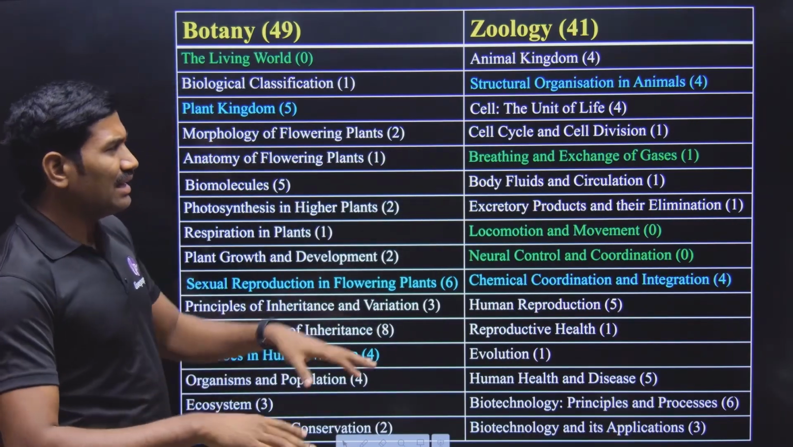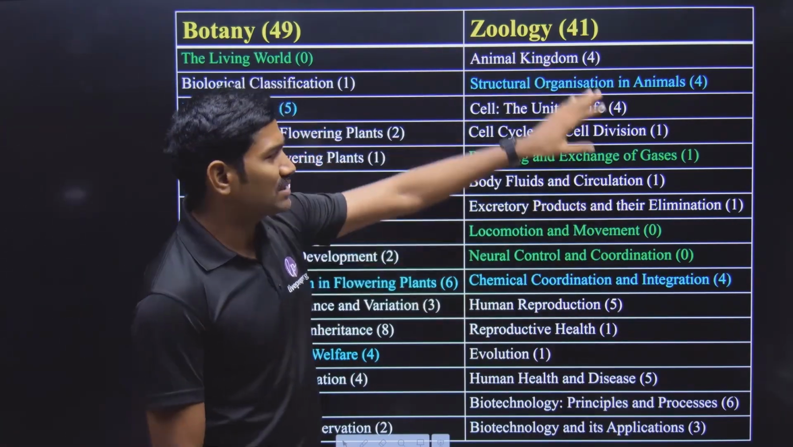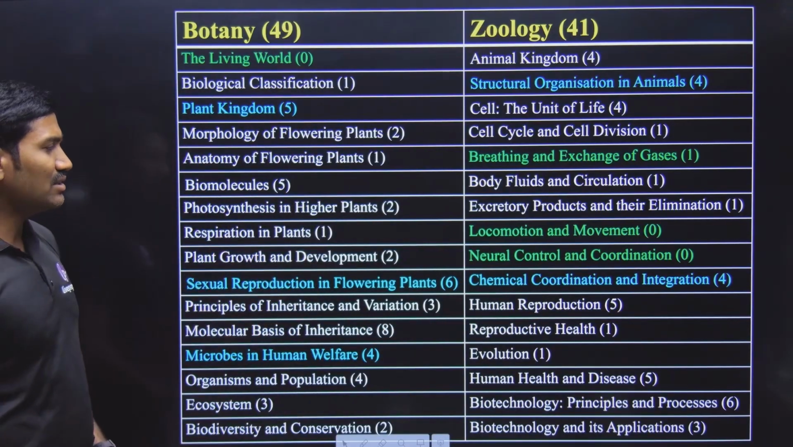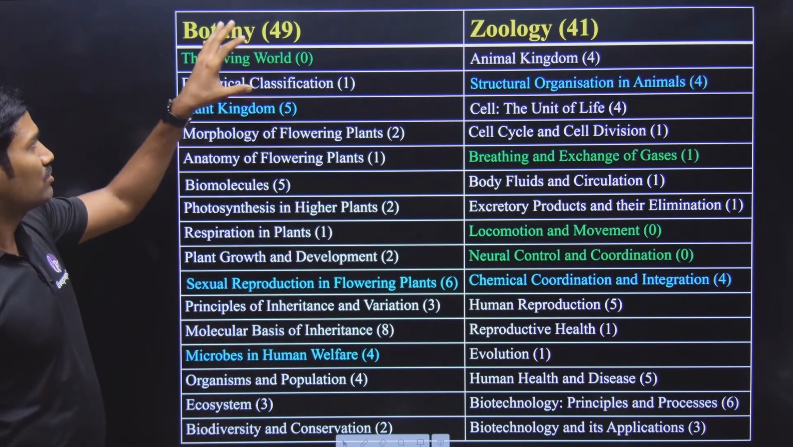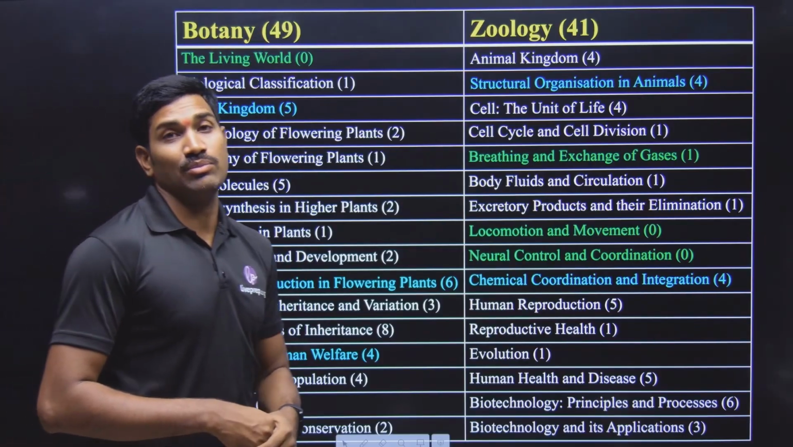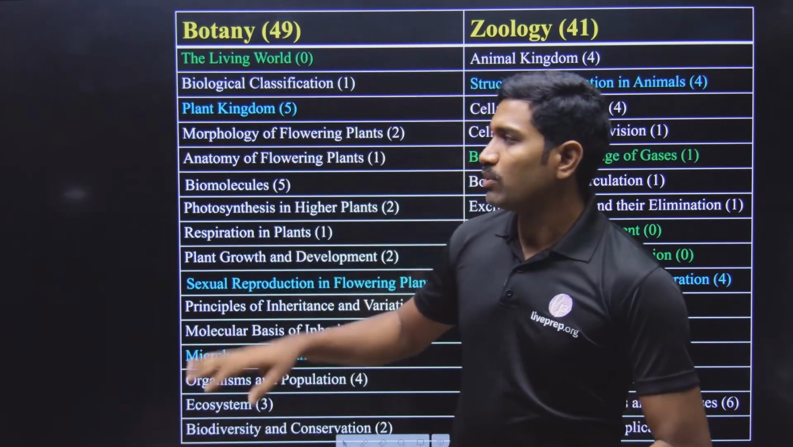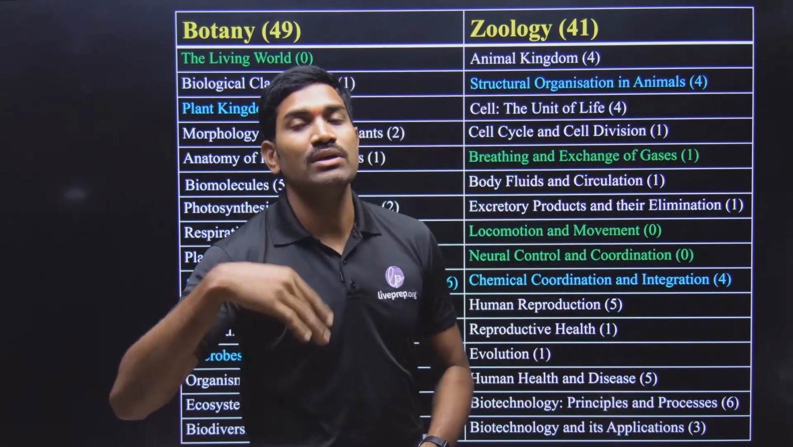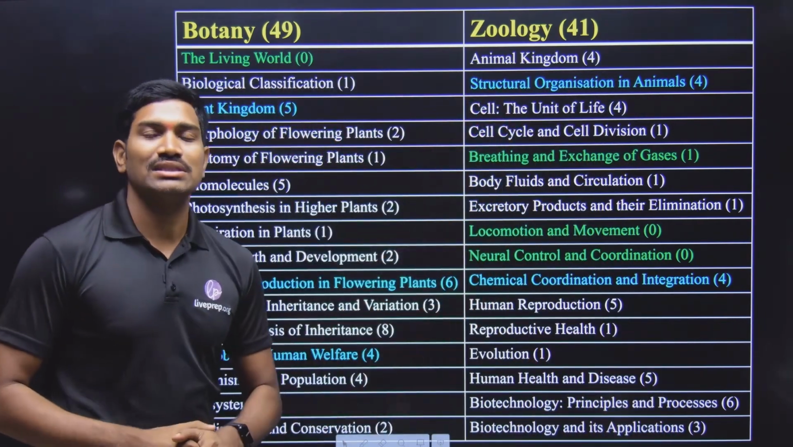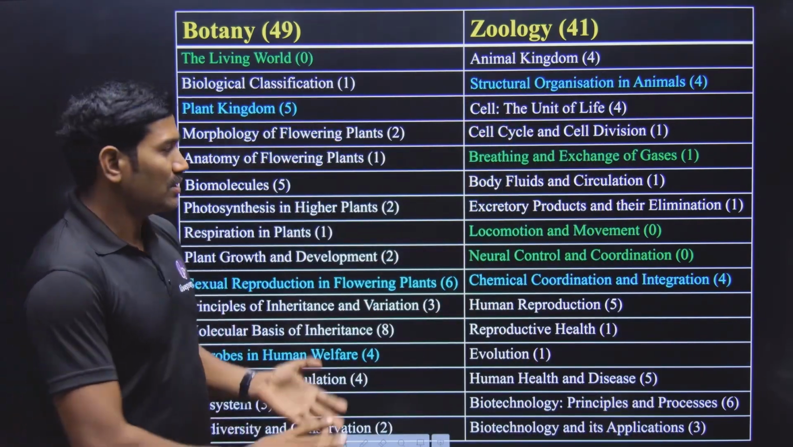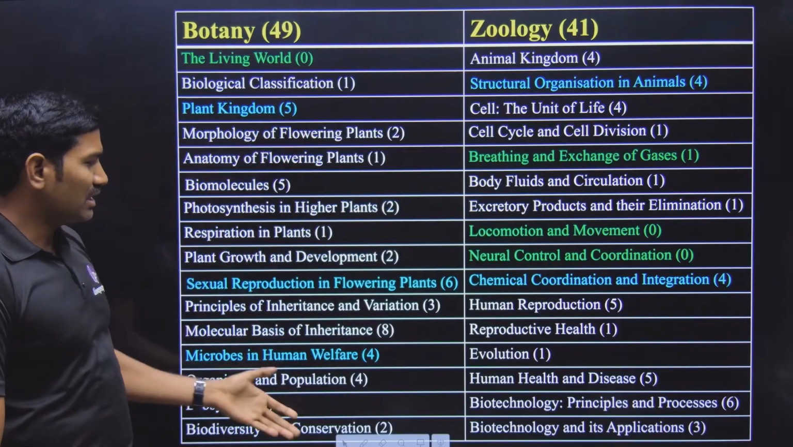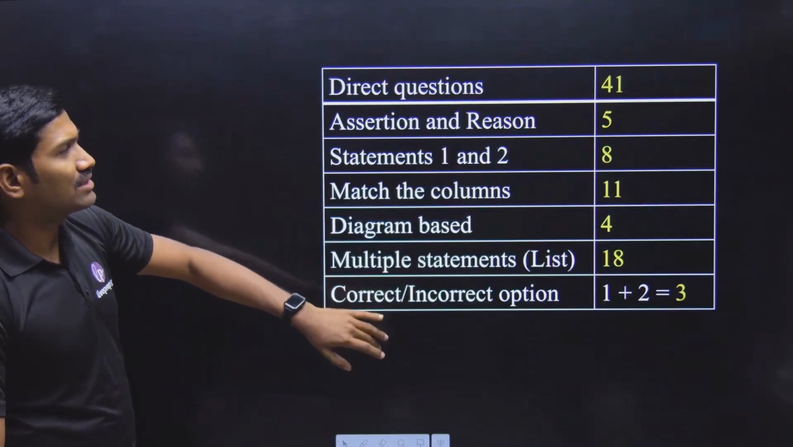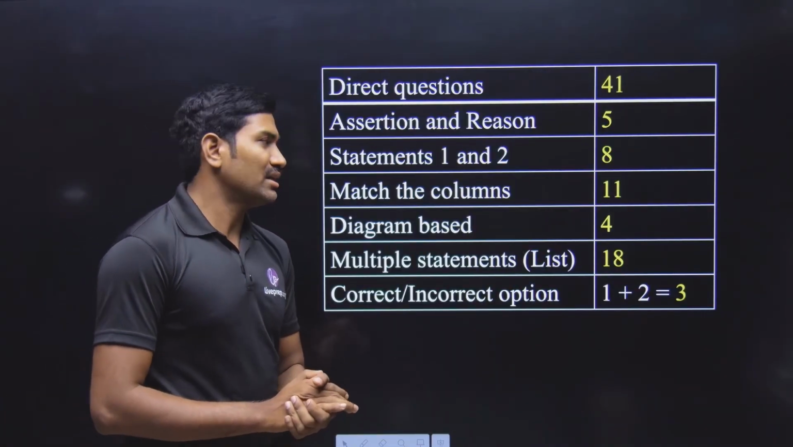But roughly, I'm giving like this. Suppose these chapters are considered under zoology. These are considered under botany. Suppose you are doing like this. Overall, if you see, they have given more weightage for the botany part. Okay, so approximately if you see, out of 90, 49 questions they have asked from botany part and 41 questions they have asked from zoology part. So individually for each chapter anyhow we have discussed the weightage. So this is how they have asked for NEET 2025 biology.